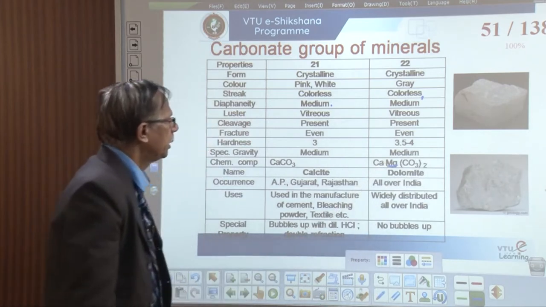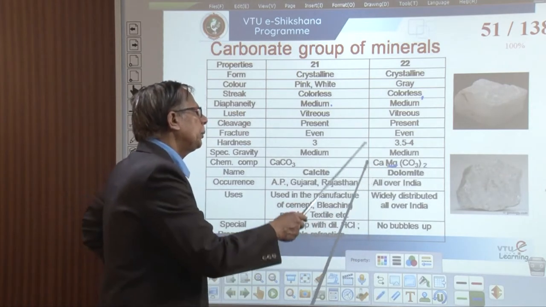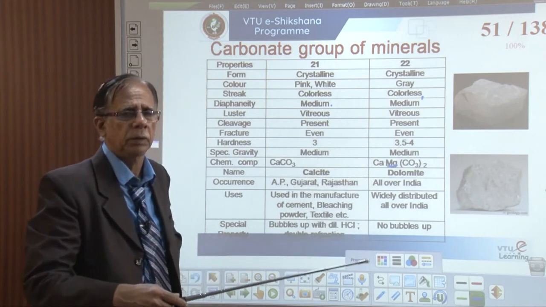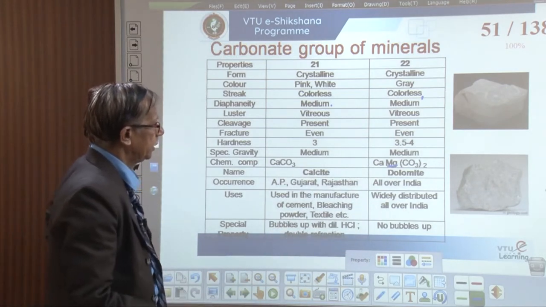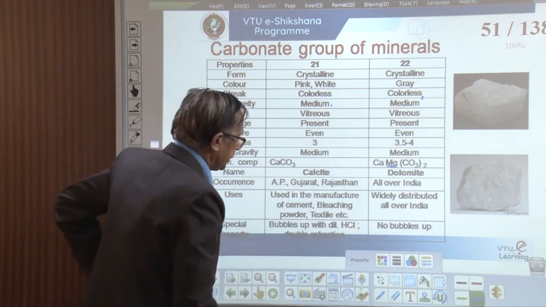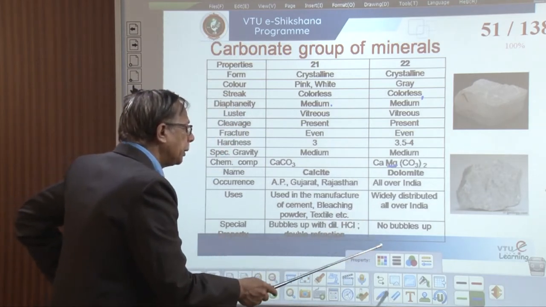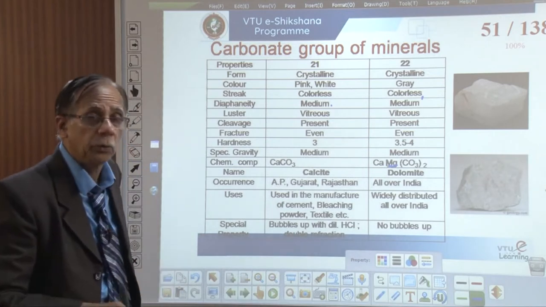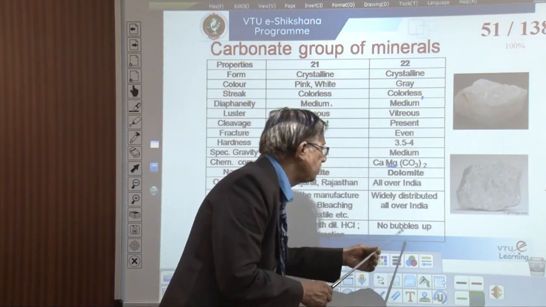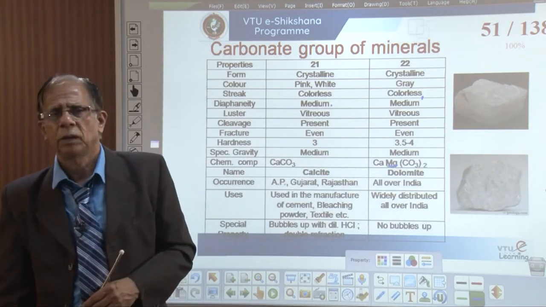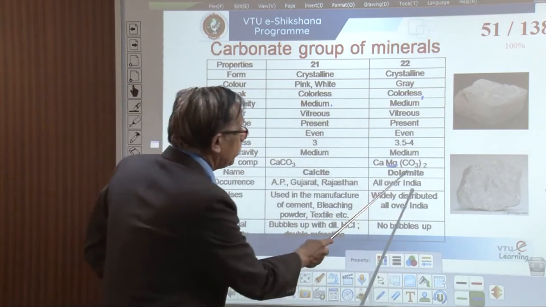Mineral dolomite is available in almost every part of the country. Almost all over India, it is widely distributed. When I put hydrochloric acid, I do not immediately get bubbles. It is also a carbonate. There is carbonate in it.